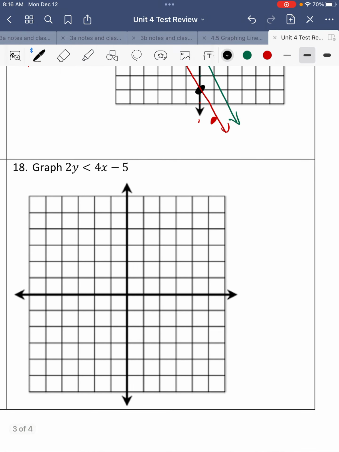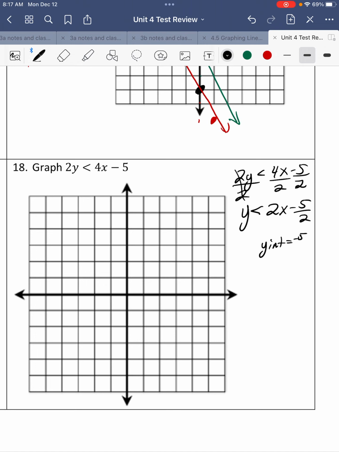All right, number 18. Let's solve for y. Anytime you multiply or divide by a negative, you do have to be careful that you have to switch the inequality. Well, we divided by a positive 2, so it does not switch the inequality. Now we have a y-intercept of negative 5 over 2. Let's convert that to a decimal so that we can put it on the graph. That's negative 2.5, which is in between negative 2 and negative 3.